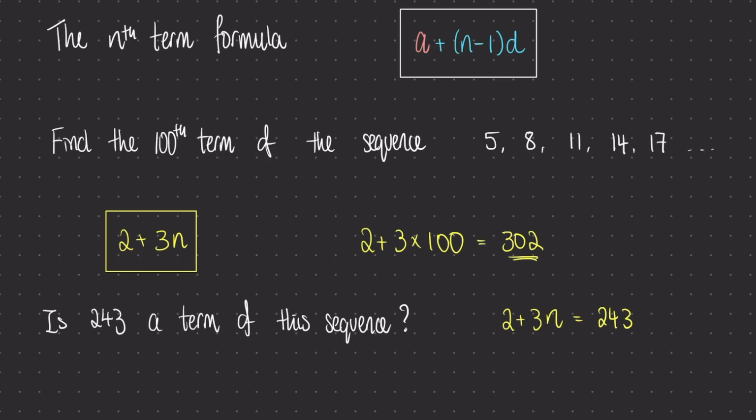So subtracting 2 from both sides, and dividing both sides by 3, we find that n is 80 and a third. It is not a whole number, so we can say that 243 is not part of the sequence.